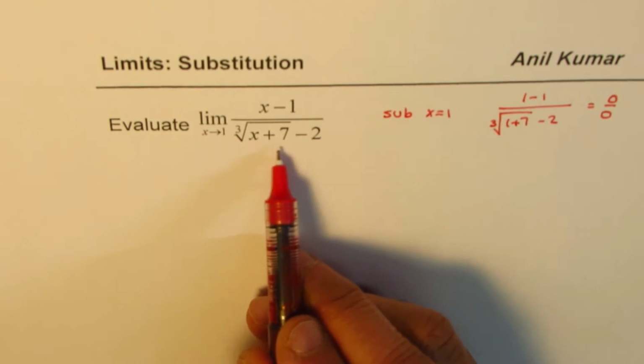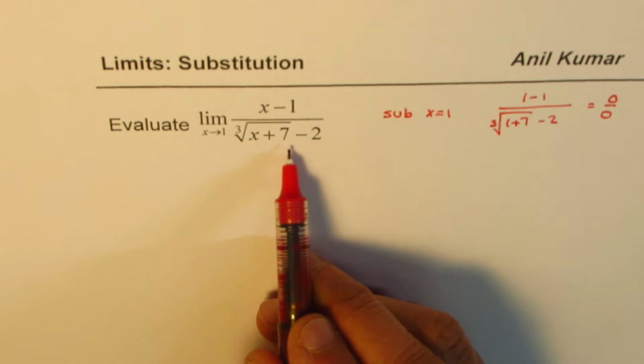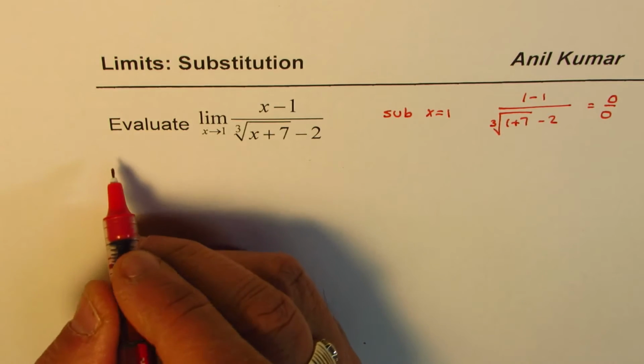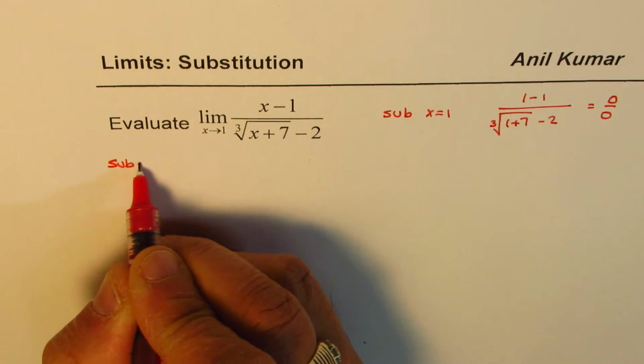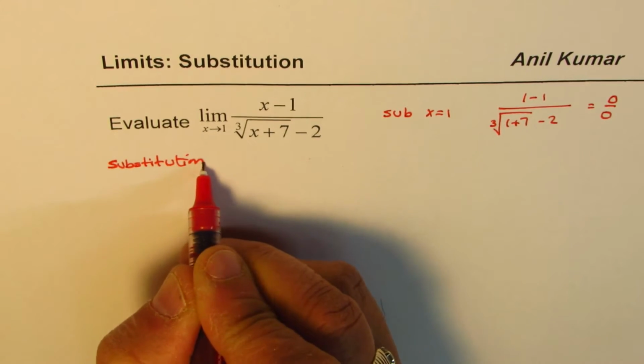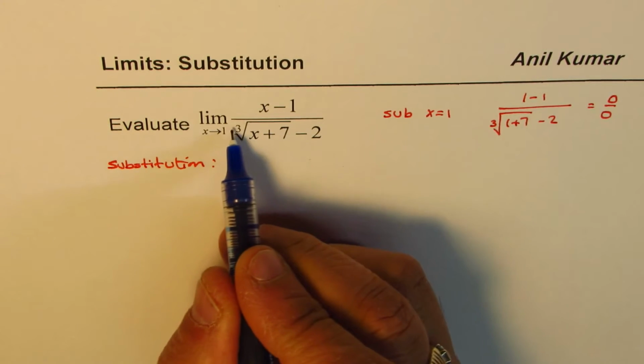So we could factor the denominator, or we could rationalize it. Those are the techniques which we could use, but we can also use substitution. So here, let us see how to use substitution to calculate this limit. So what should I substitute? In the denominator, we have a cube root thing, right?